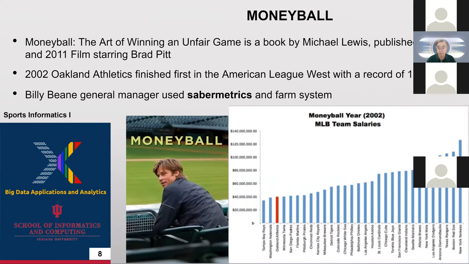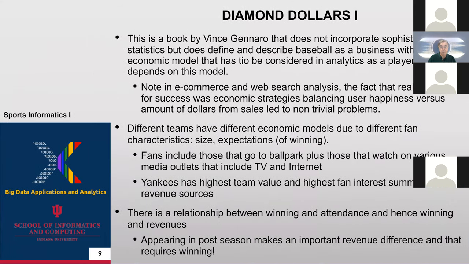And here is this movie Moneyball, which describes the Oakland Athletics, who had one of the lowest paid teams, $40 million. Notice the New York Yankees paid that team $120 million in 2002 a year. And Oakland Athletics were a factor of three lower. But by being clever with data analytics, they were able to finish first in their division. And there's this fellow, Vince Gennario, who has a very good book. I recommend reading his book. And he has presentations. He used to be at Columbia University.